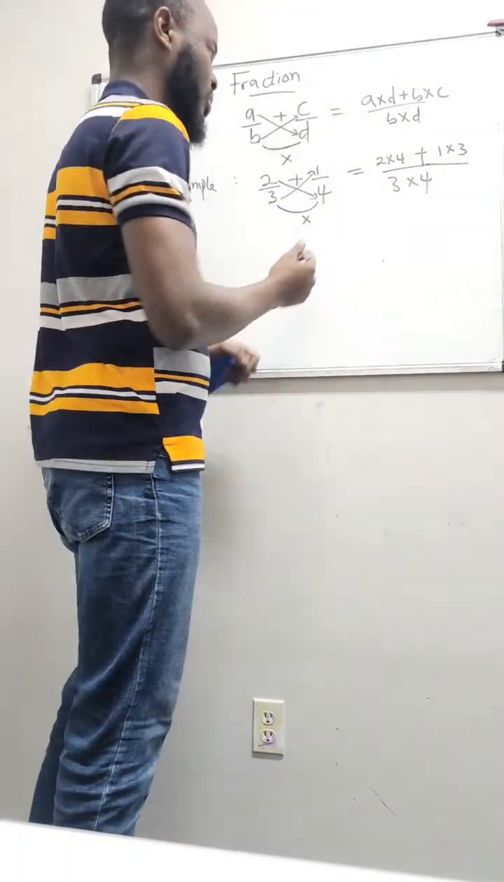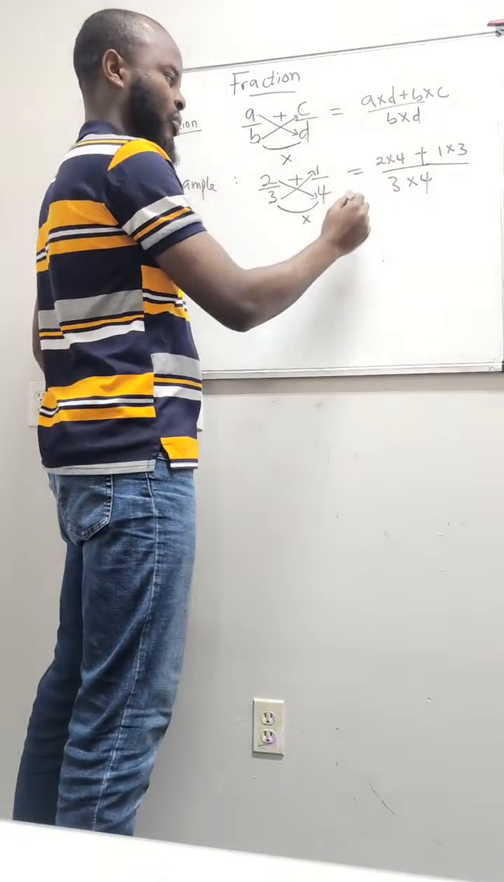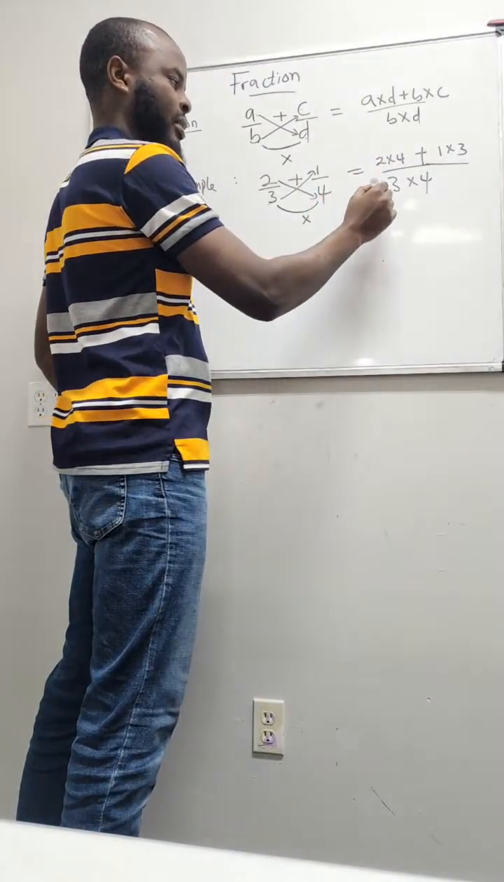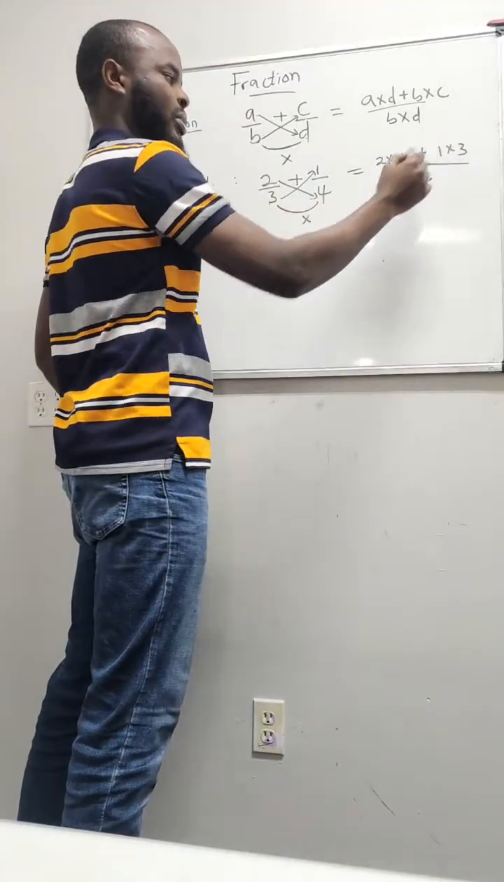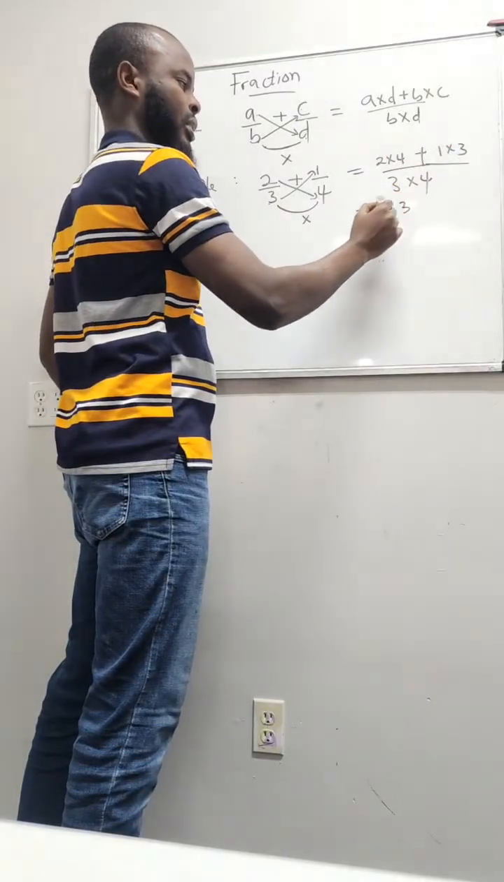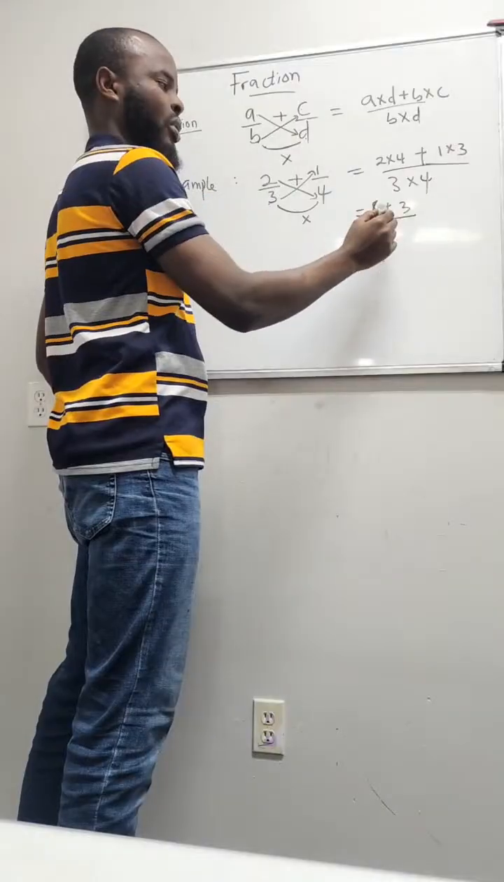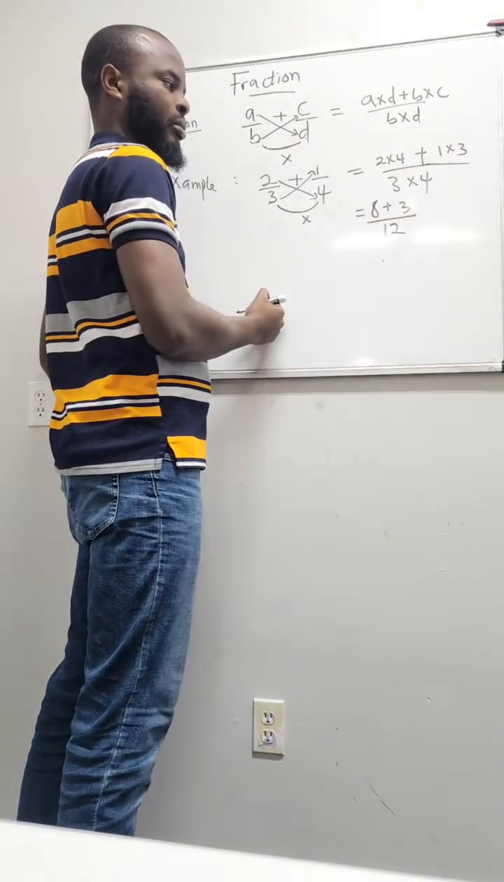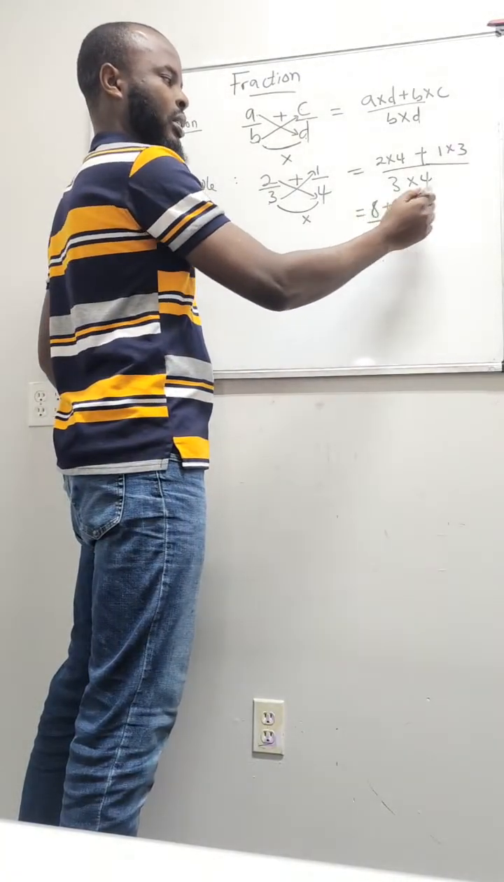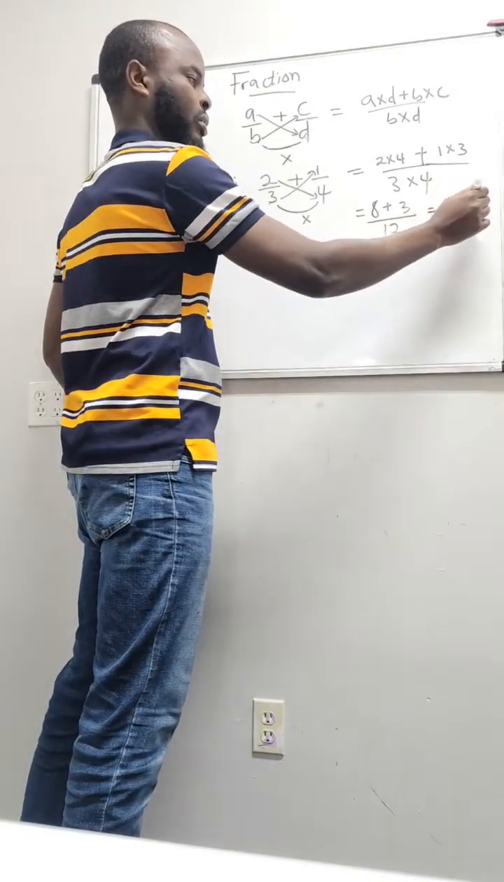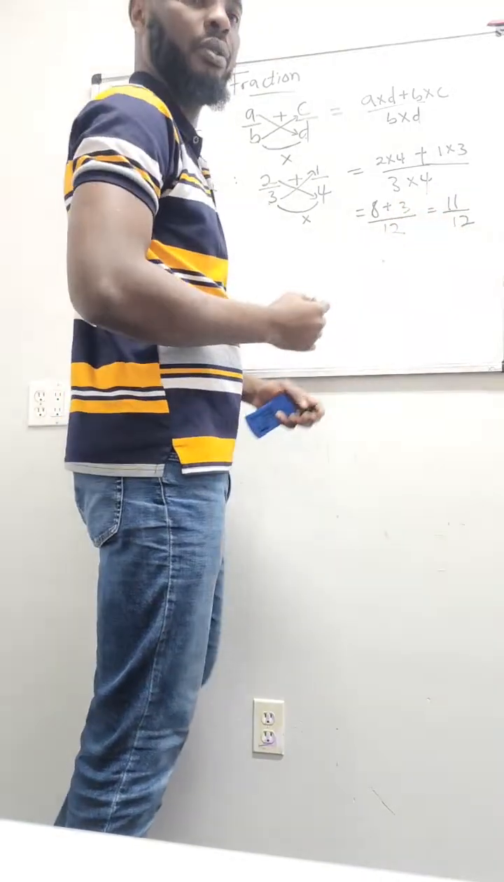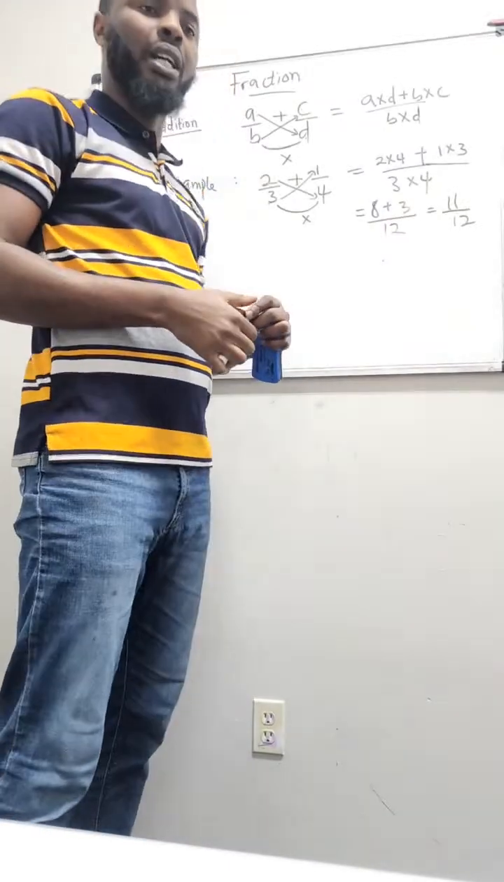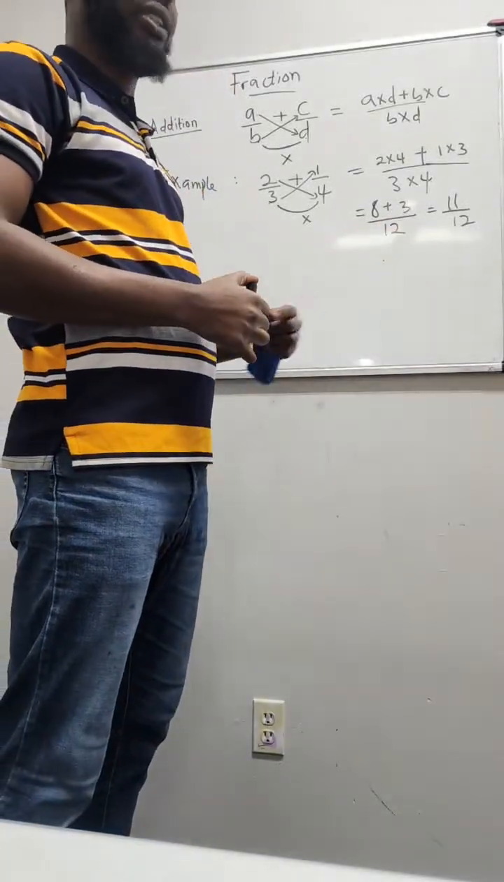Now 2 times 4 gives 8, plus 1 times 3 gives 3, divided by 3 times 4 gives 12. 8 plus 3 equals 11 over 12. So this is what you have when you use this method.